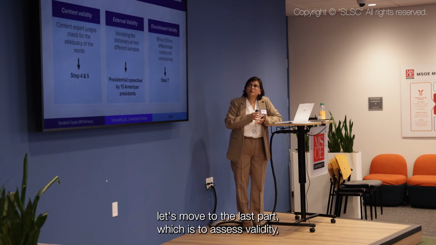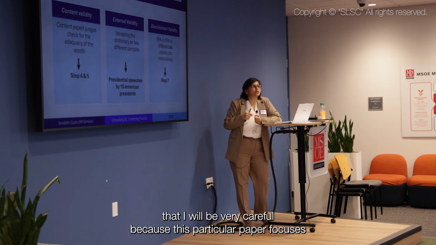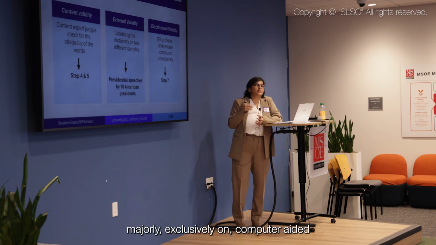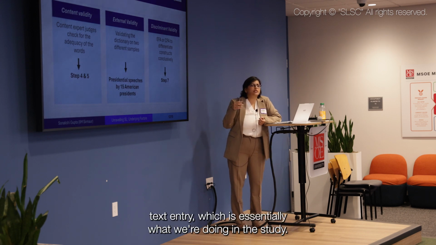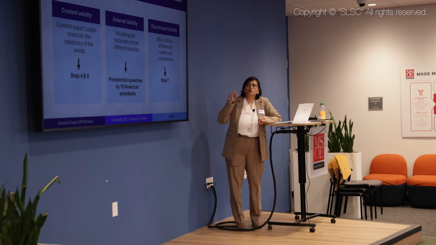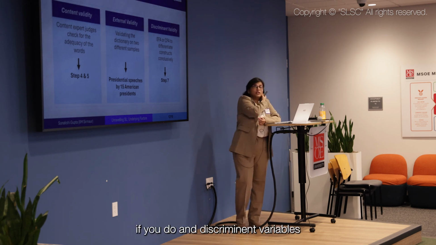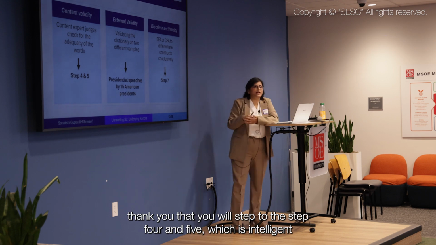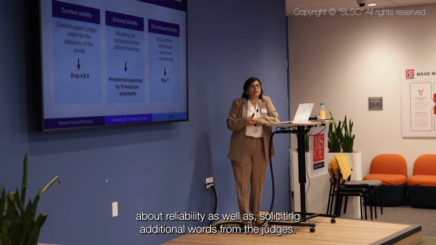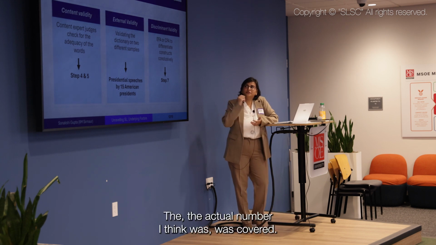Let's move to the last step, which is to assess validity and reliability. We refer to Short et al. because this particular paper focuses majorly and exclusively on computer-aided text analysis, which is essentially what we are doing in the study. So we checked for content validity, external validity, and discriminant validity. Content validity was checked through steps 4 and 5, which is inter-rater reliability, as well as soliciting additional words from the judges.